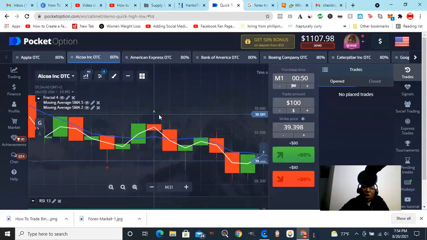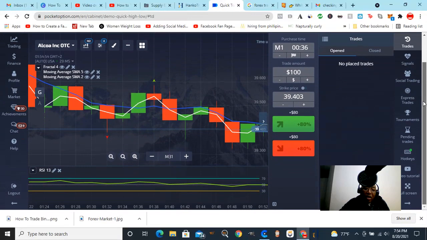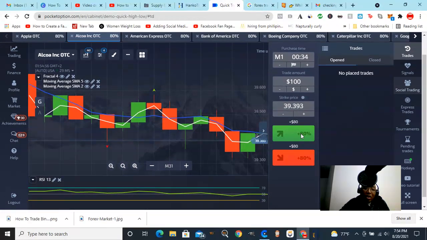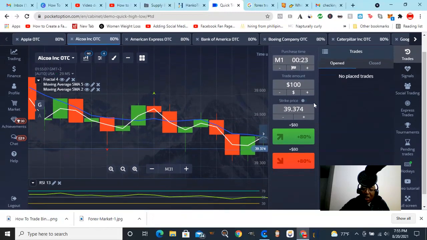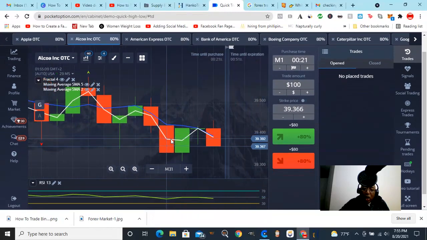I'm going to demonstrate how you can trade binary options using two moving averages, simple moving averages, and the fractal. And I'm also using the double RSI. RSI stands for Relative Strength Index. Now, all these are available on Pocket Option, but I'll take you through the settings. And I've been testing these, and it seems to be working really well.